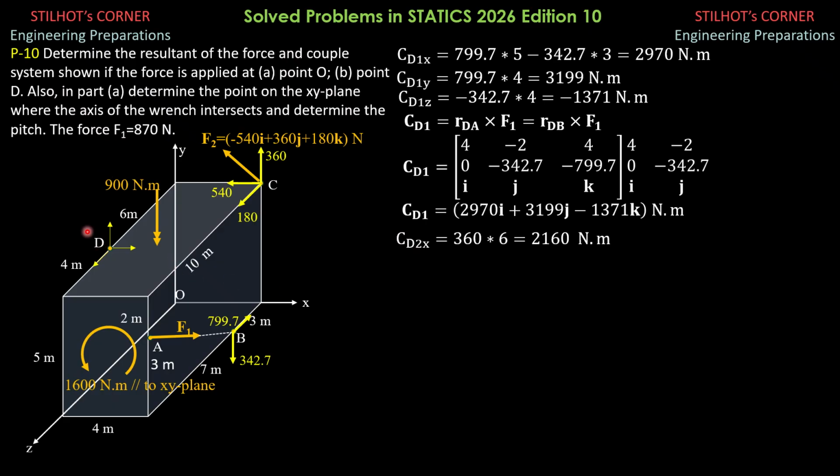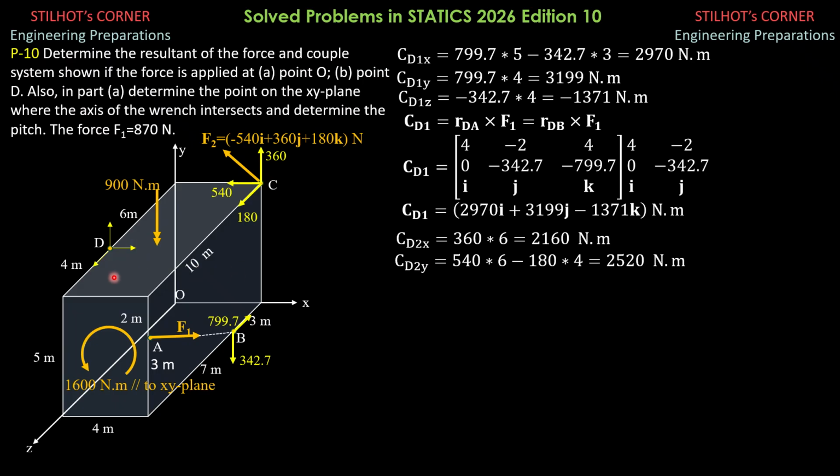For moment about dy, positive sense would be in that direction, which is the moment due to 540, 540 times 6. This is parallel, so 180 is the opposite. So 540 times 6 minus 180 times 4. And that's C sub D2y. 540 times 6 minus 180 times 4, 2,520 Newton meter.